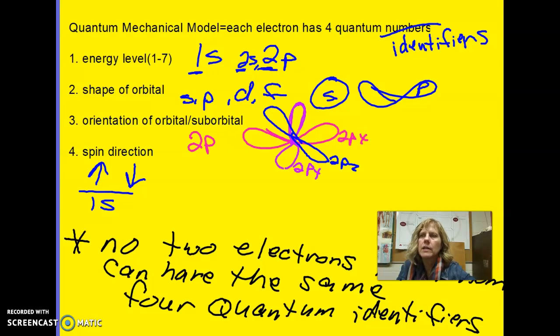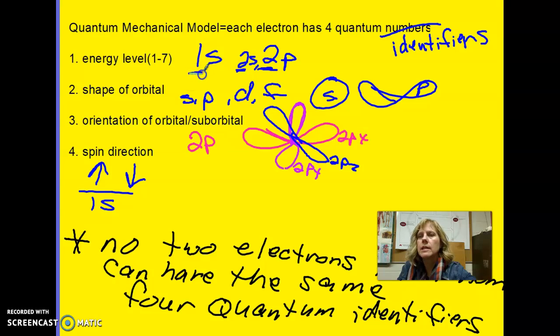Each electron has 4 quantum numbers. This is our quantum mechanical number. Sounds like a big word, but this is what you've been doing this whole chapter. So the 4 quantum numbers are simply the 4 identifiers. All right. So the first, let me pick a color, Bo likes olive green. Let's use that. The first quantum number is the energy level.